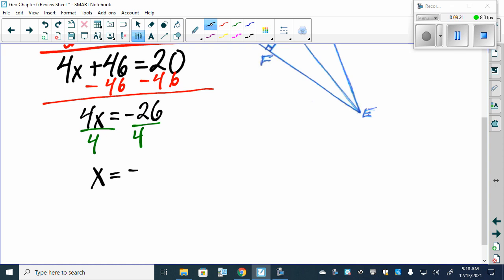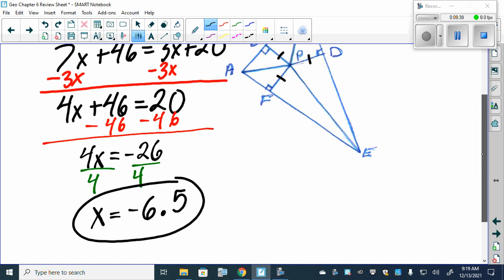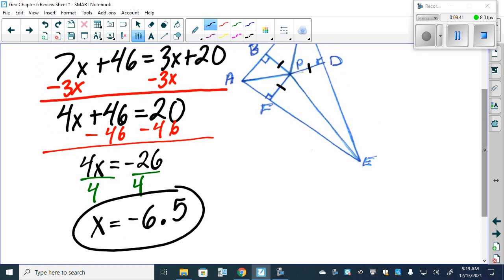because 4 times 7 is 28, 4 times 6 is, so negative 26 divided by 4 is going to be negative 6.5. And that's fine, because we still need to plug it back in.